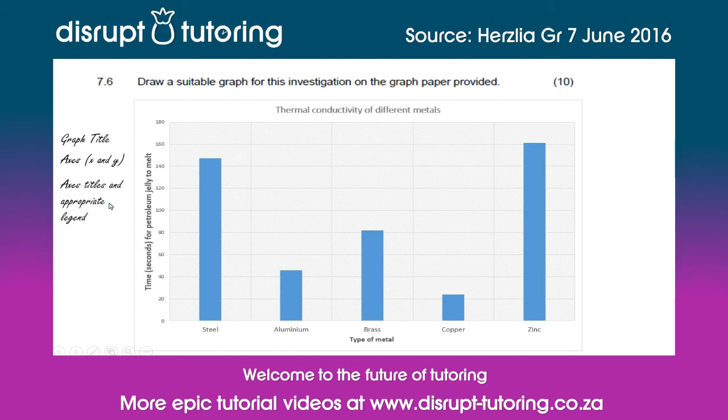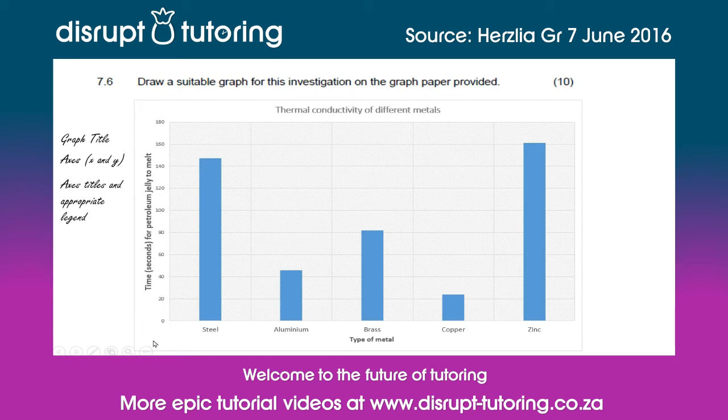Remember also to give your axis appropriate titles and to use an appropriate legend. For our x-axis, we've titled it type of metal, and our y-axis is the time for petroleum jelly to melt. Now, appropriate legend means, for instance, the demarcations that you use for your graphs must be appropriate to the information you're trying to convey. Let's have a look at the y-axis, the time for petroleum jelly to melt. It's divided into portions of 20. It goes from 0, 20, 40, 60, all the way to 180.